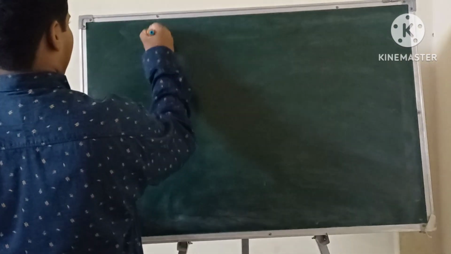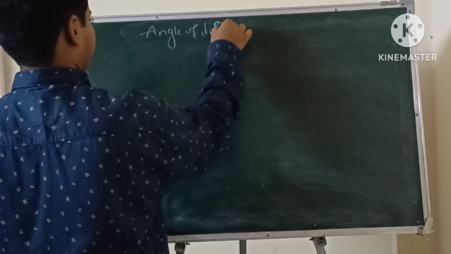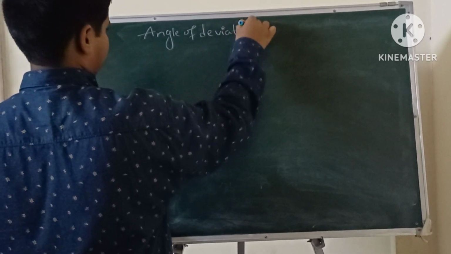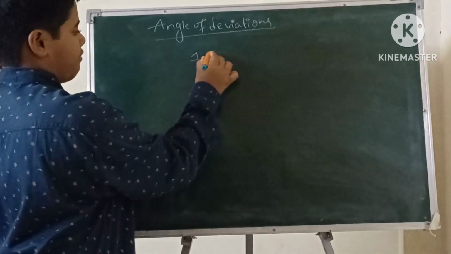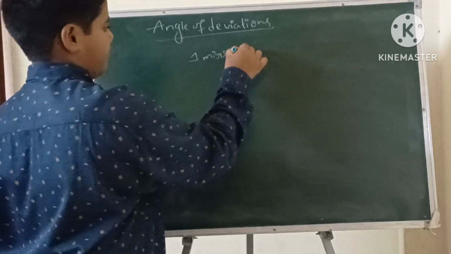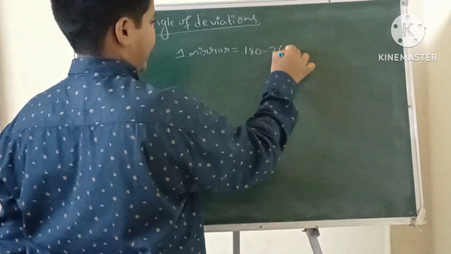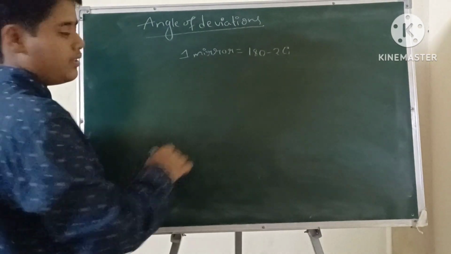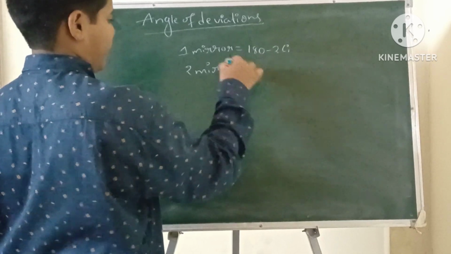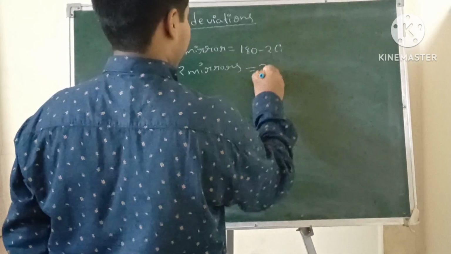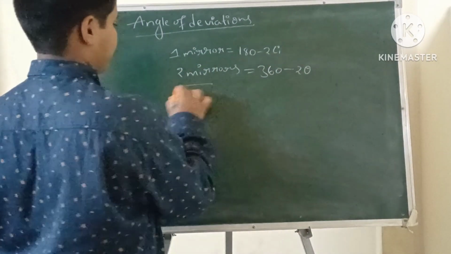Here angle of deviation, in this angle of deviation for one mirror is 180 minus 2 angle of incidence. Okay, for two mirrors, 360 minus 2 theta. Okay, these are the formulas.